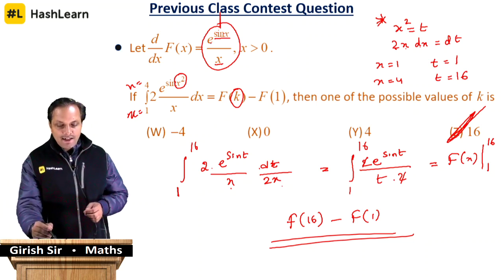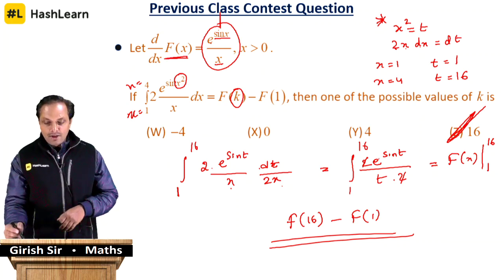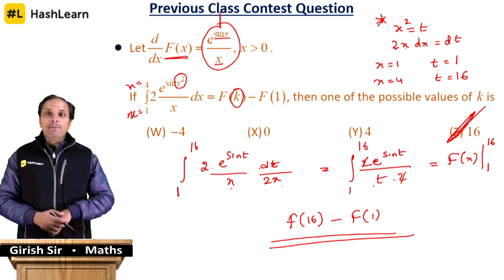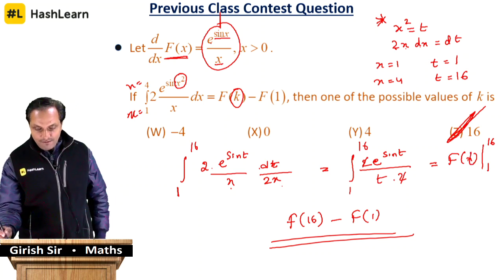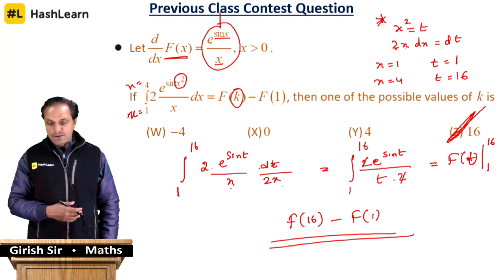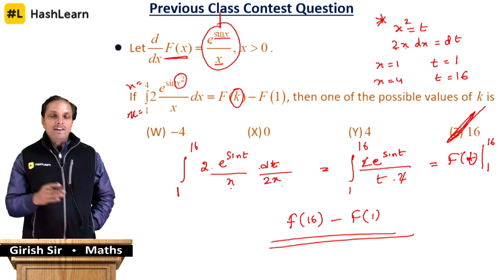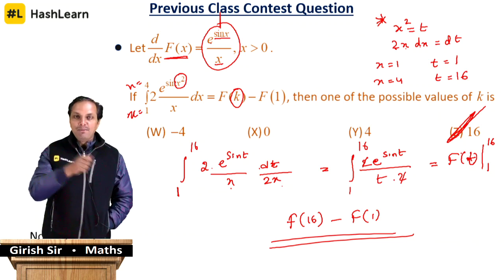e to the power sin x by x is given as f of x. e to the power sin t divided by t will be f of t, which is nothing but f of t. That is a variable. You can treat x also as a variable and t also as a variable. Whatever variables you take, appropriate limits you need to use.